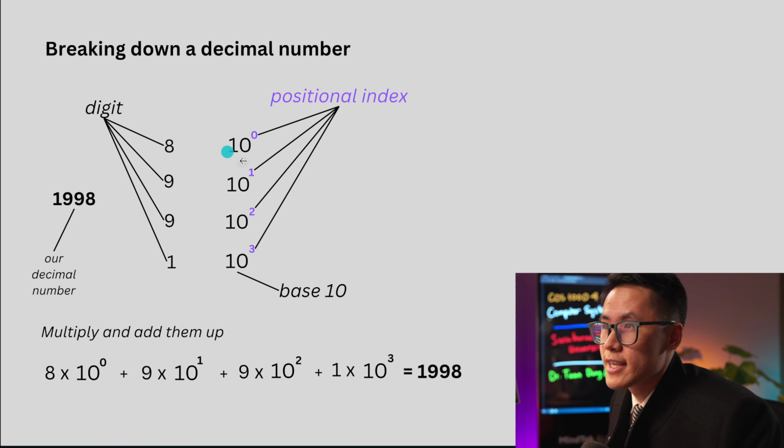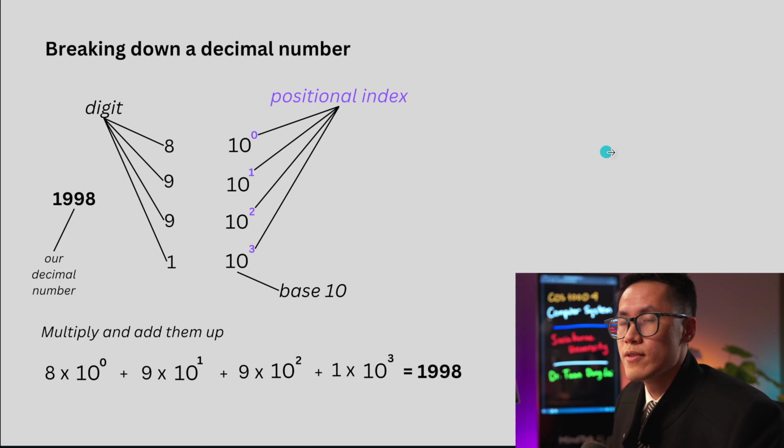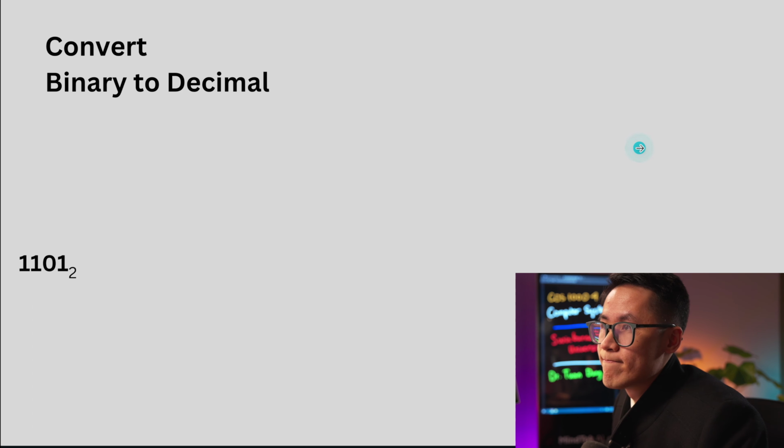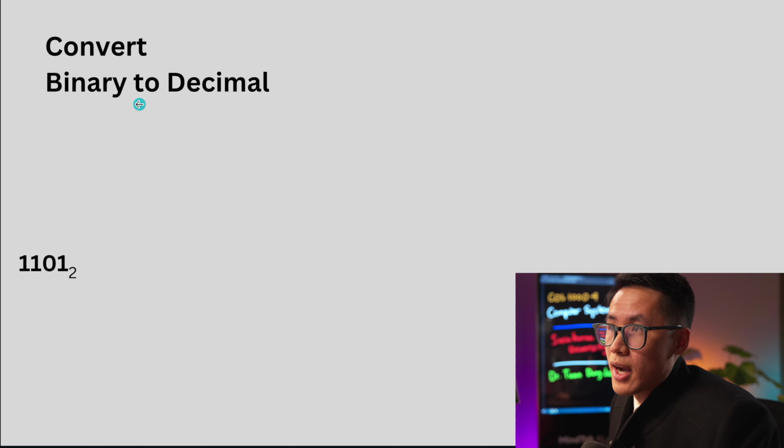Okay, now I'm going to repeat this for a binary number. Okay, let's say I want to convert from binary to decimal. How would I do that? Let's say I have a binary number in here, which is 1101. The number 2 you see in here is to tell you that this one is a binary number.